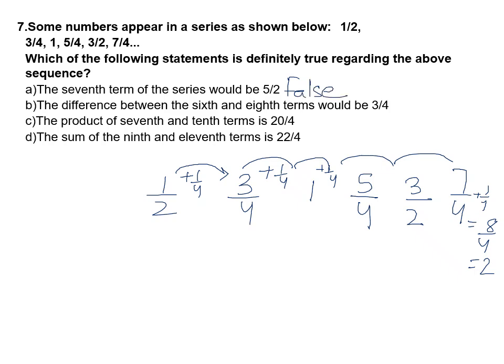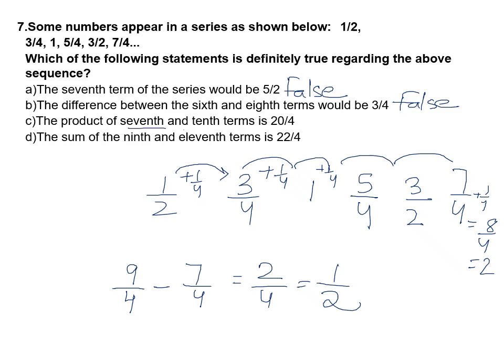The difference between the sixth and the eighth term. Sixth term, we have six terms, 1, 2, 3, 4, 5, 6. Sixth term is 7/4, and then the seventh term is 8/4, and the eighth term is 9/4. 8/4 plus 1/4 will be 9/4. So 9/4 minus 7/4, that will be 2/4, which will be actually equal to 1/2. So it is not 3/4, that is again false.